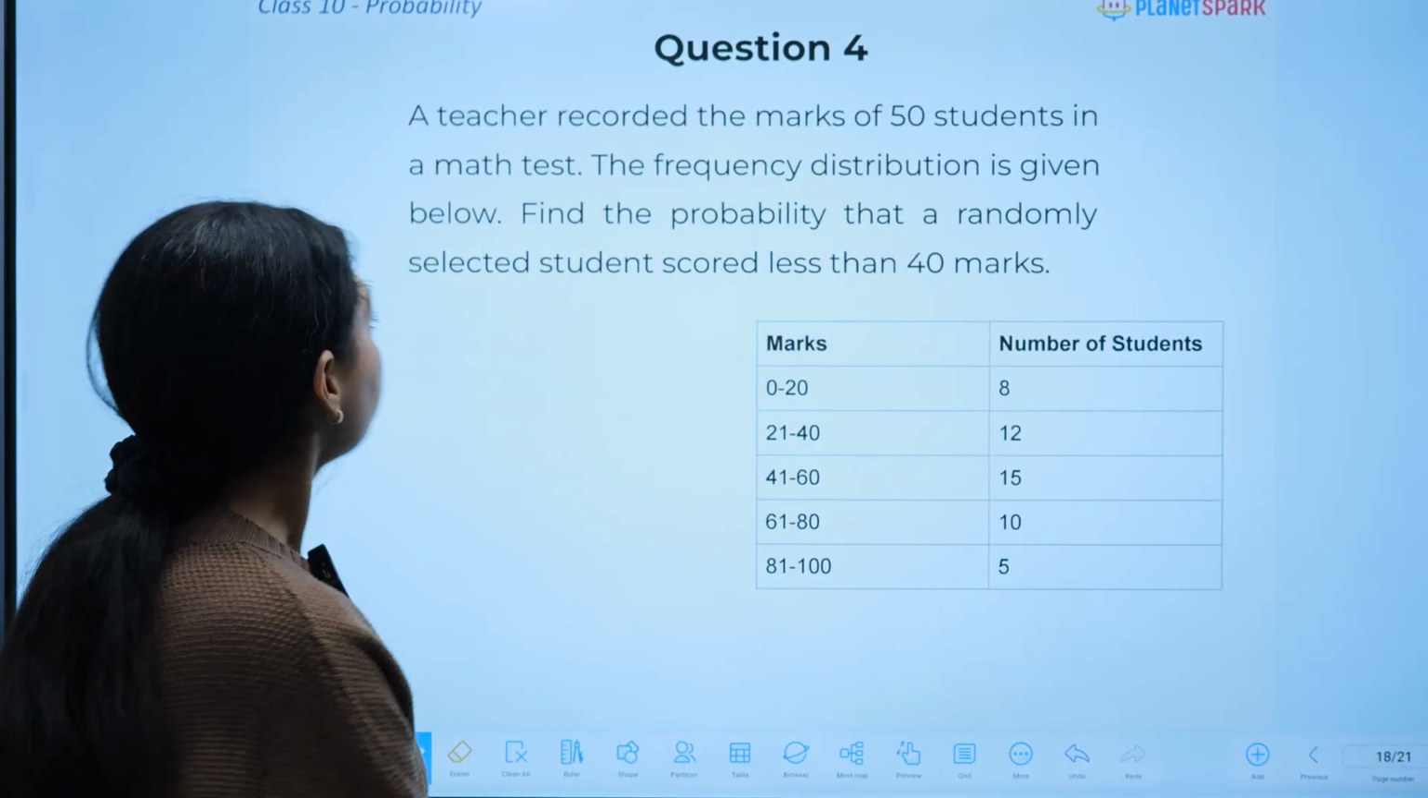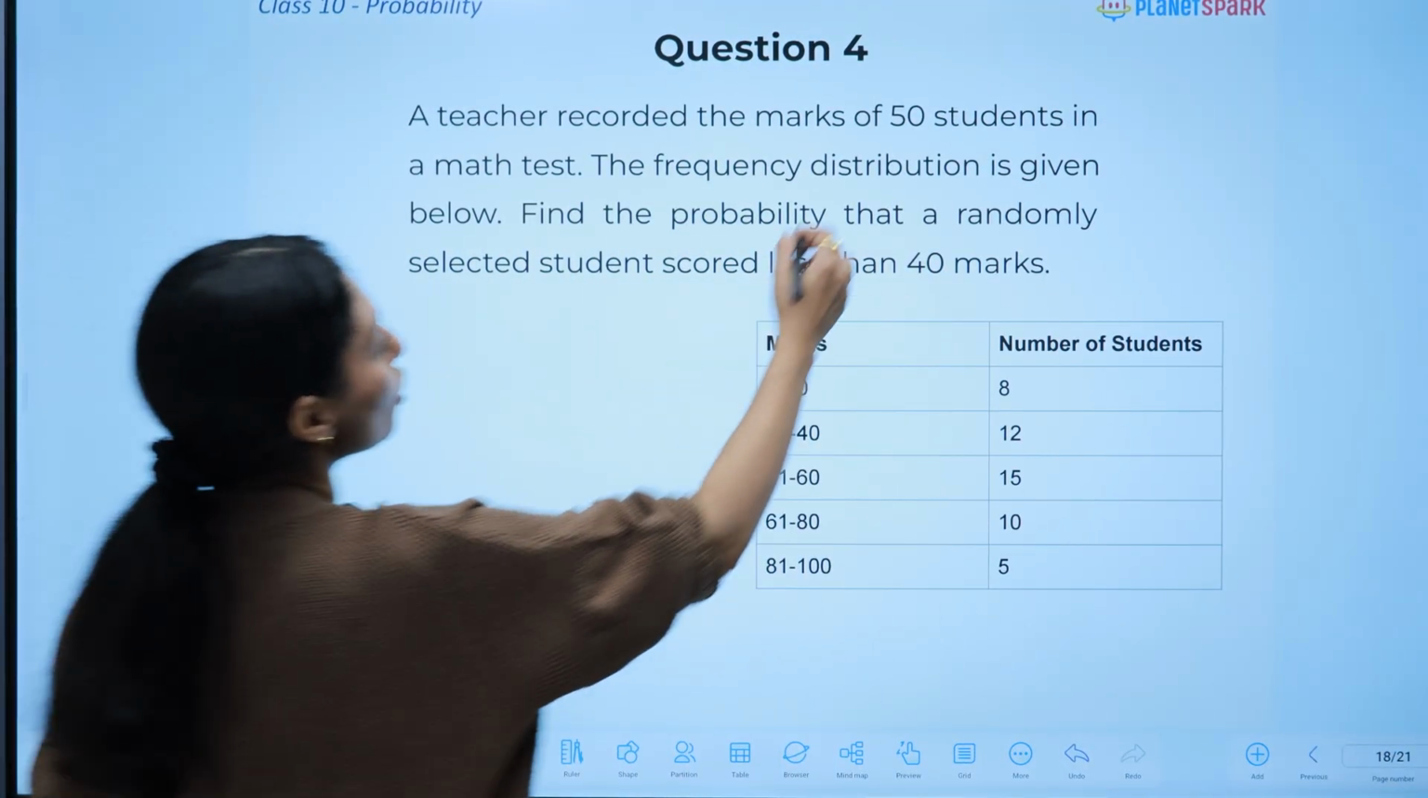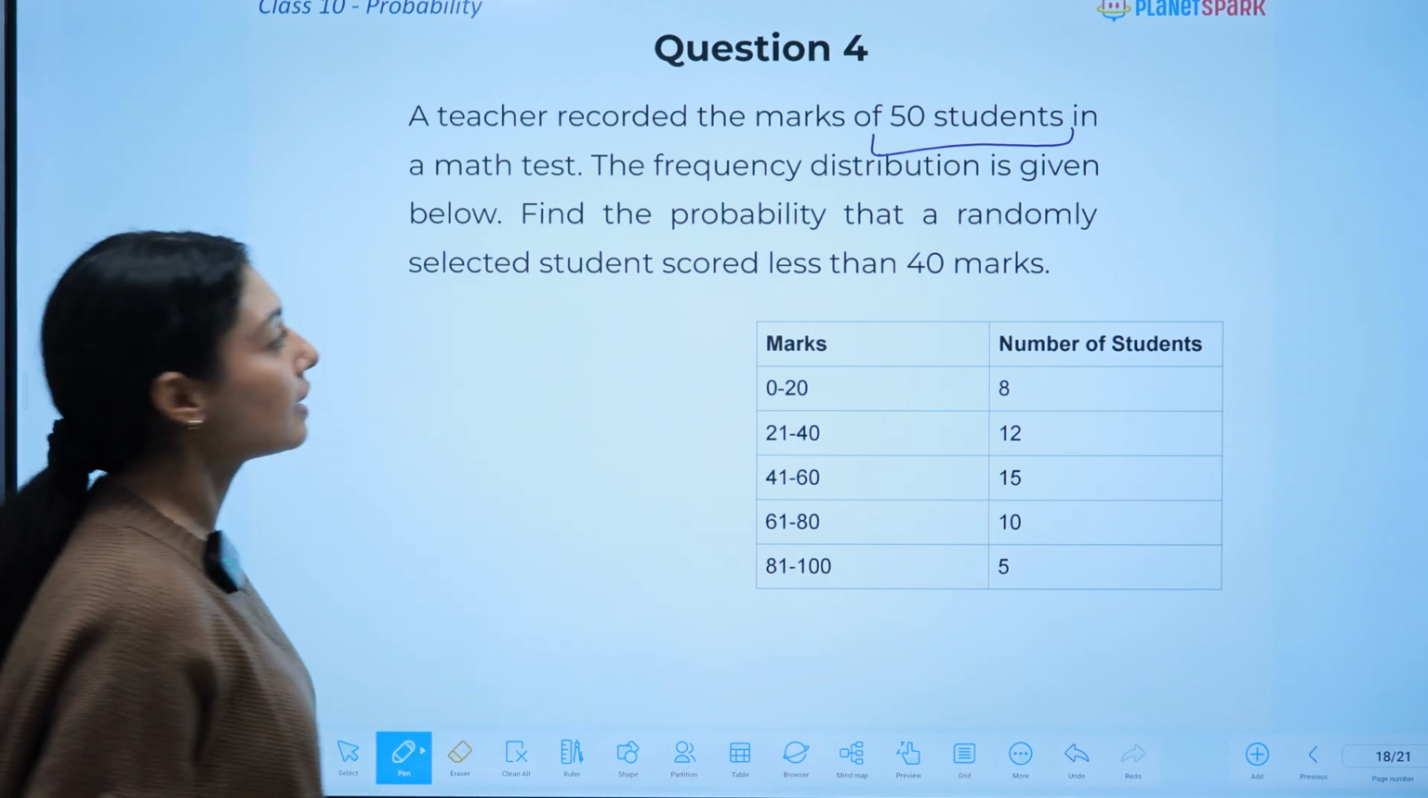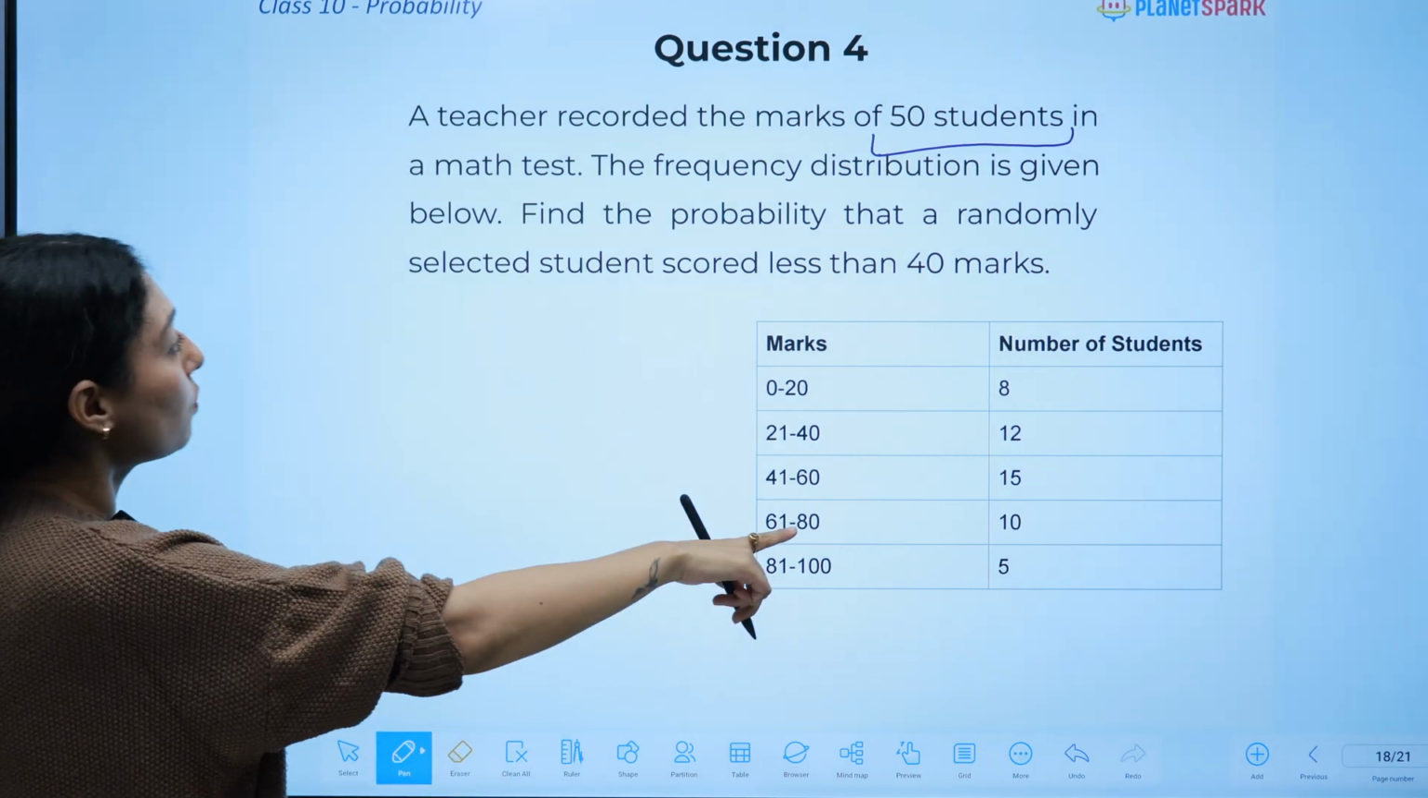Next one. A teacher recorded the marks of 50 students in a math test. The frequency distribution is given below.